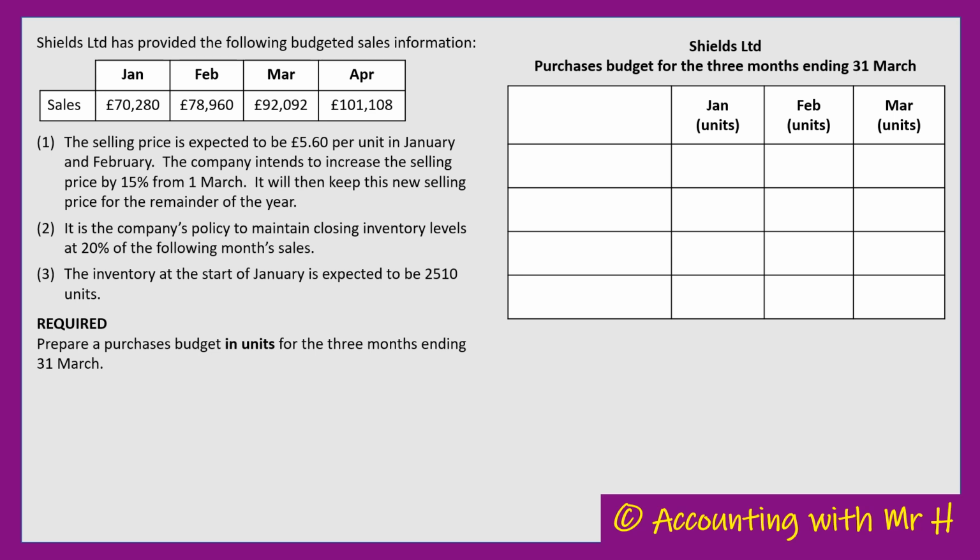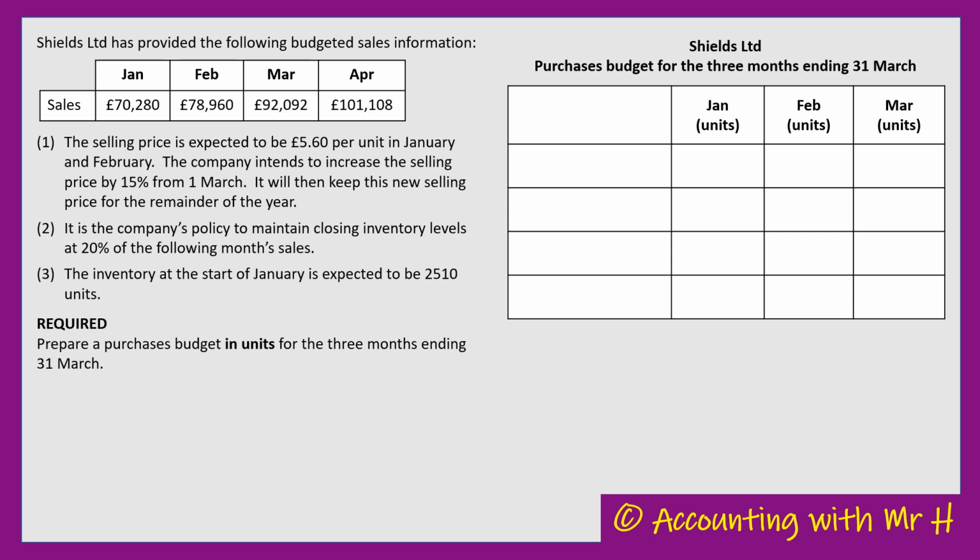So you'll see over on the right hand side I've got a quick title, who, Shields Limited, what is it, a purchase budget, when for the 3 months ending 31st March. And then I've laid out my budget with a column to put my narratives and then a column for each period, in this case each of the 3 months, January, February, March, that are required. And what's also important to note then, and to remind ourselves, is that this budget we're being asked to do has got to be prepared in units.